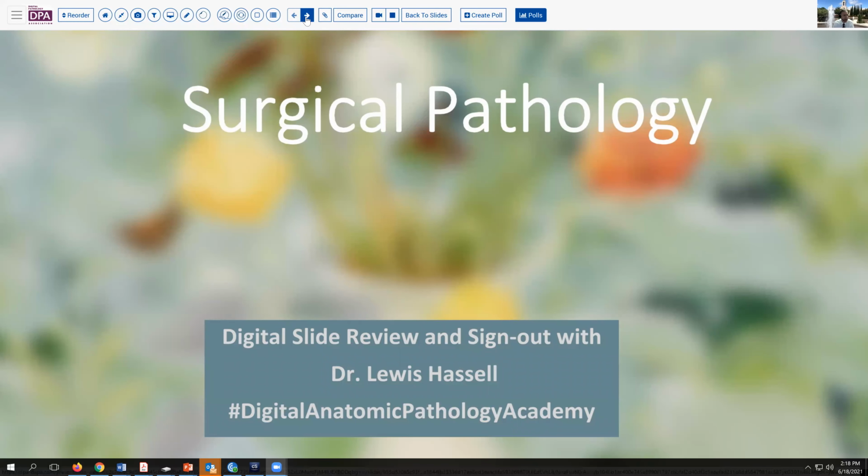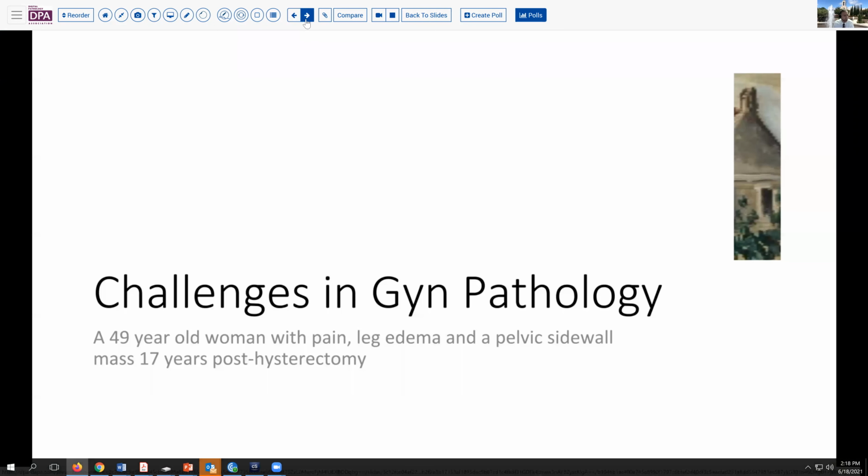The patient today is a 49-year-old woman. She's been experiencing several months of pain and edema in her leg and is found to have a pelvic sidewall mass. Of note in her history is that she is quite a number of years post-hysterectomy, and so most of the thinking about GYN sources for this tumor or mass would seem to be excluded.